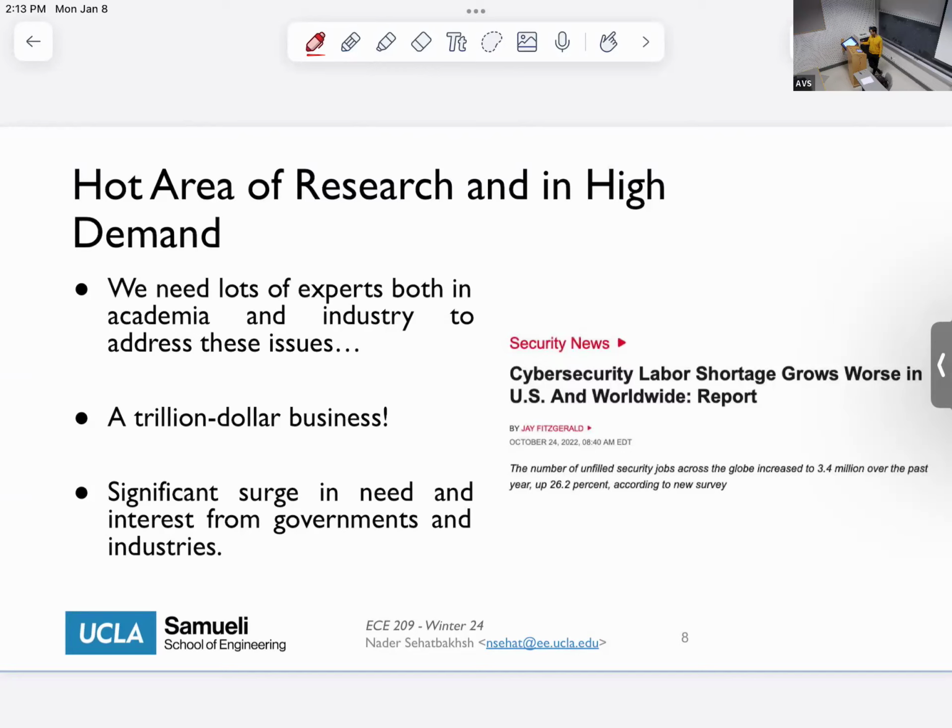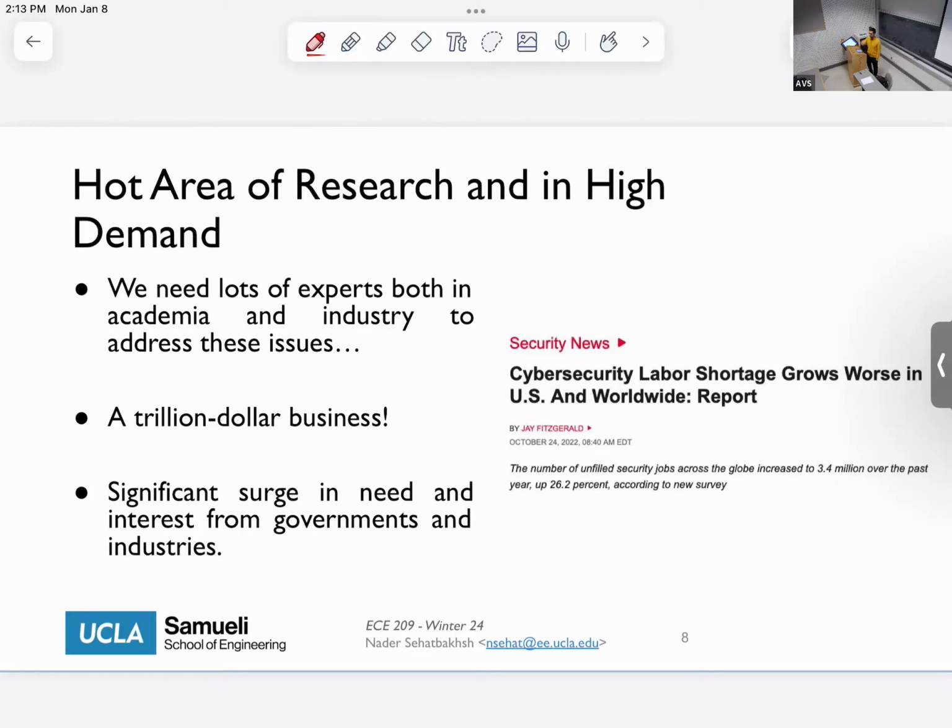The cybersecurity business is now a $1 trillion business, and is growing. There is lots of interest from governments and large companies, because they are the ones who have lots of important data that they want to protect. And lastly, there's a big shortage of labor in this domain, okay? And that's one of my main motivations for teaching courses like this: to educate students to become experts so that they can go and join the workforce in this domain.